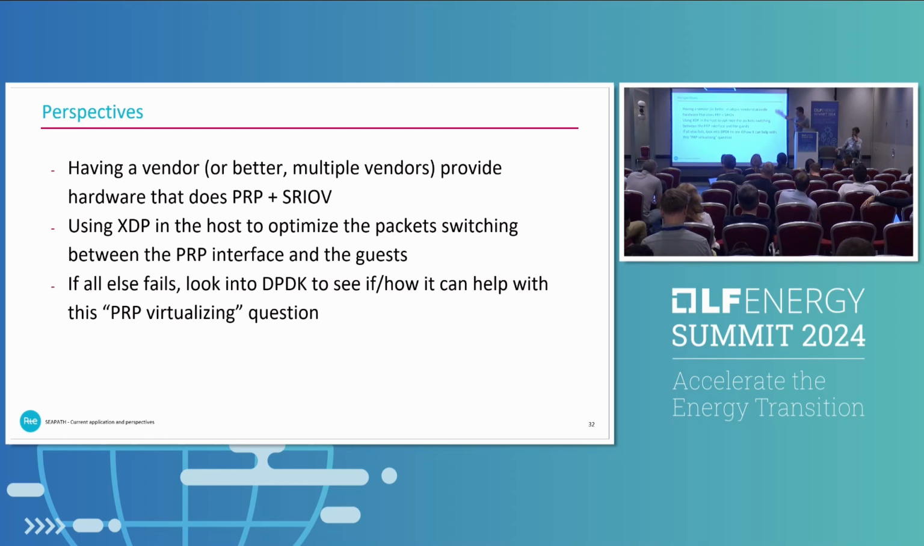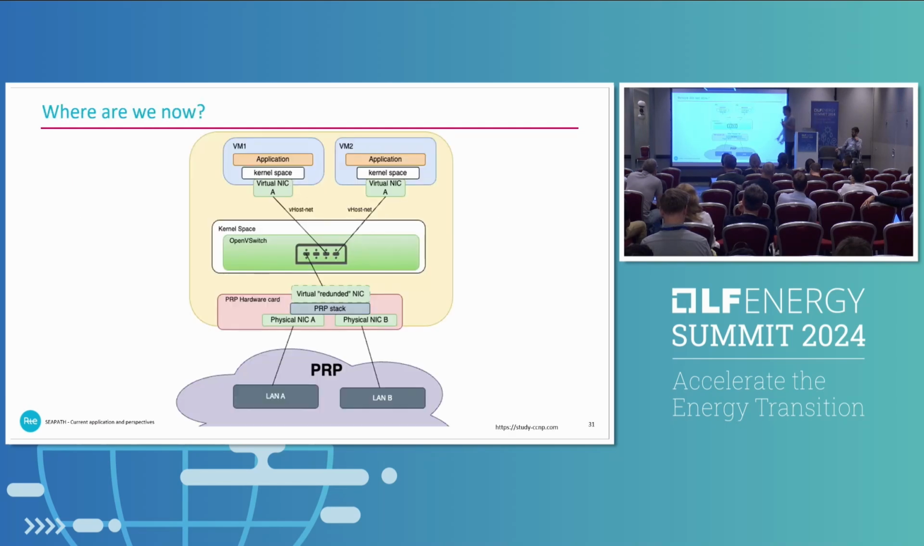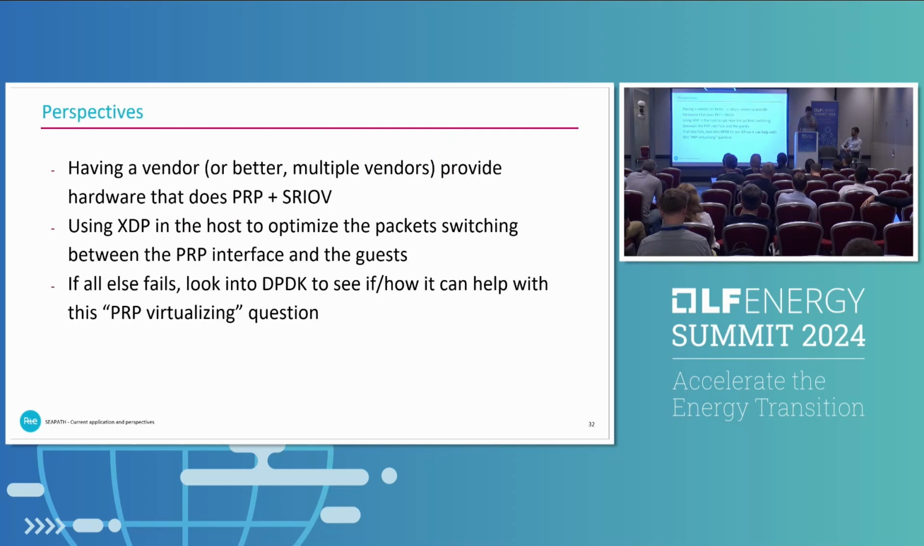And in the end, if all else fails, then we can look into DPDK for the same thing. How can we optimize this packet switching function with DPDK? So those are the three perspectives we have on this network, virtual network issue or study.